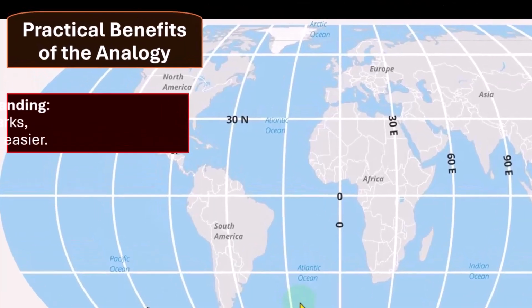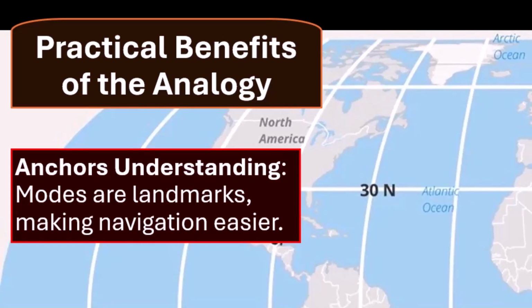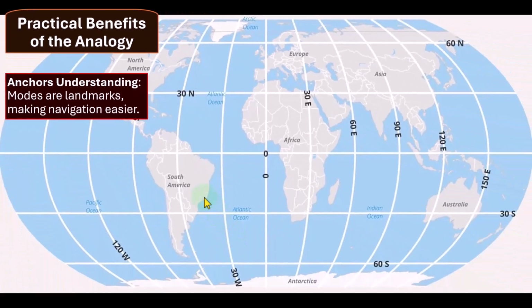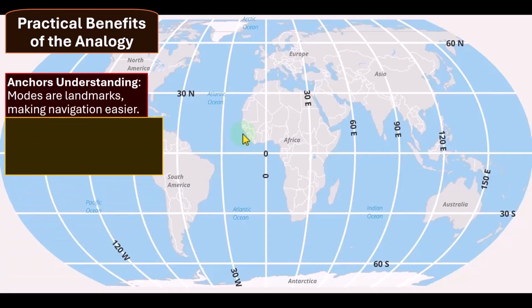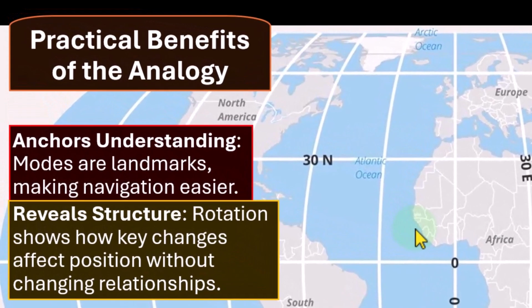Okay, practical benefits of the analogy. Anchors understanding. Modes are landmarks, making navigation easier. So you want to see basically the locations on the map. That's going to make things easier to navigate. You don't have to use the Greek names. You can call them a Nashville number system. Just realize the paradigm shift. The Nashville number system, permanent modal system, permanent numbers, is more sophisticated. That's the more musically inclined approach, the more contextual approach, the most contextually accurate way to see things.